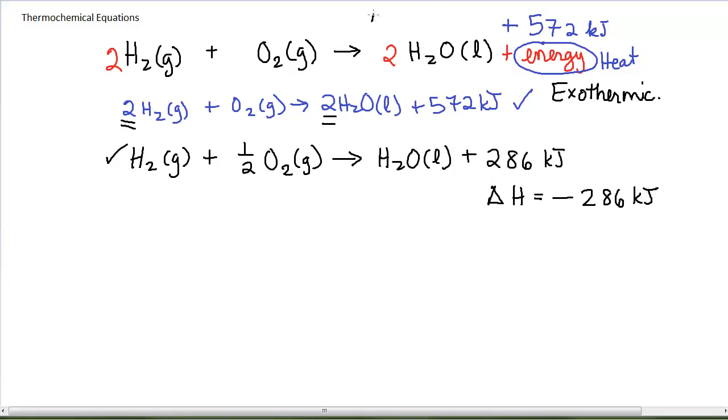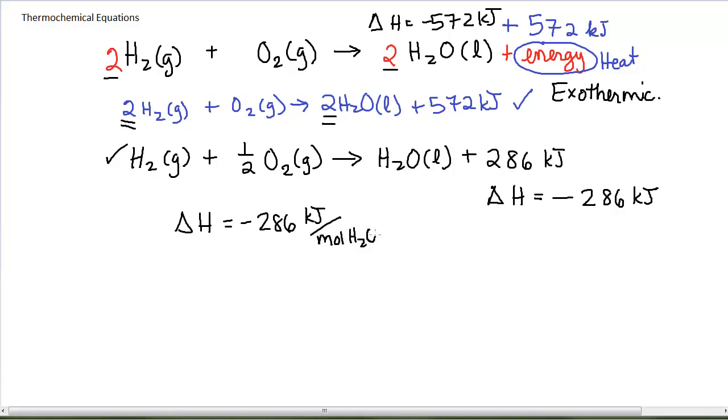We would say that the delta H for this top reaction was negative 572 kilojoules, because as written it's being released, and 572 kilojoules are being released for it balanced the way it is. Or we could say that the delta H for this reaction is negative 286 kilojoules per mole of water, for example, or per mole of hydrogen, for example. Or we could say that it was negative 572 kilojoules per mole of oxygen, because there is 1 mole of oxygen written in this fashion.